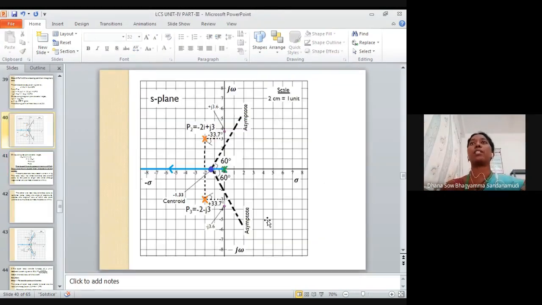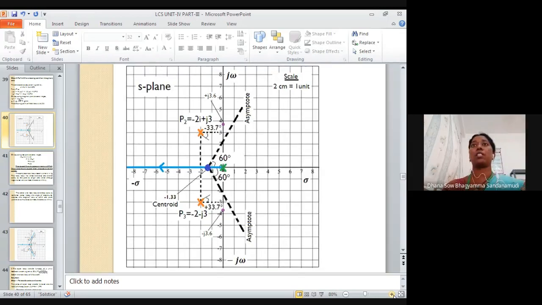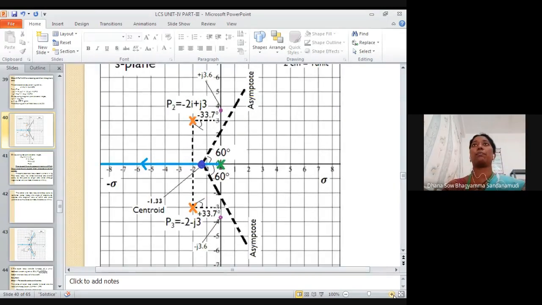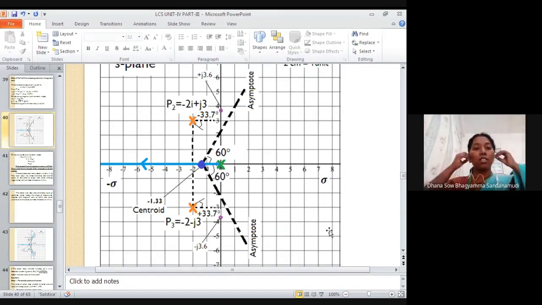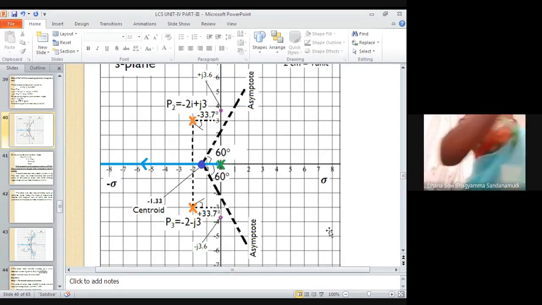Now mention this plus j 3.6 and minus j 3.6 on the graph. Draw this, all of you. Point of intersection plus j 3.6 and minus j 3.6. I hope you are able to see it on the screen. Draw it. Mention those 2 points on the graph.